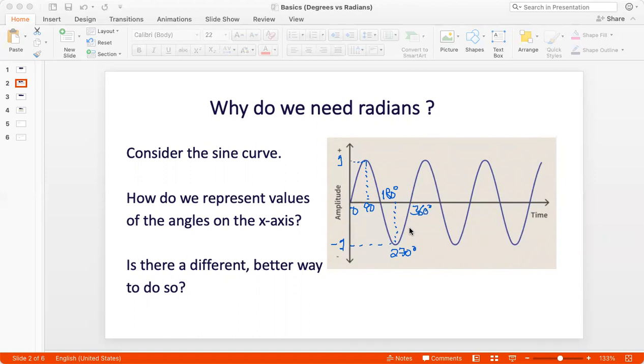So I notice that I'm not using the same scale on the x-axis as I'm using on the y-axis, right? On the y-axis, I'm just using numbers, 1, -1. But on the x-axis, I'm using degrees, which are represented in steps of 90. For example, 90 degrees is 1, 180 is 0, and so on. So is there a better way to represent this graph where the x-axis can also just take numbers on the same scale as the y-axis? And that particular way is what we are going to look at when we look at radians. So let's move to that.